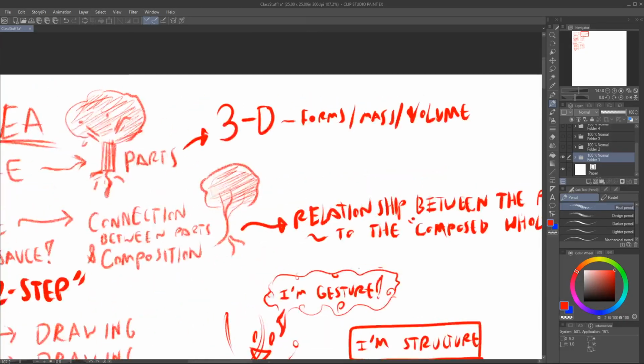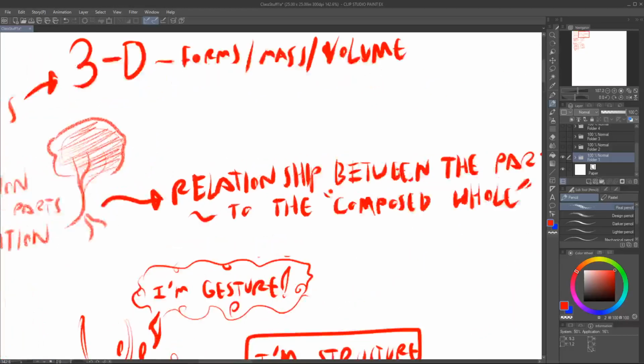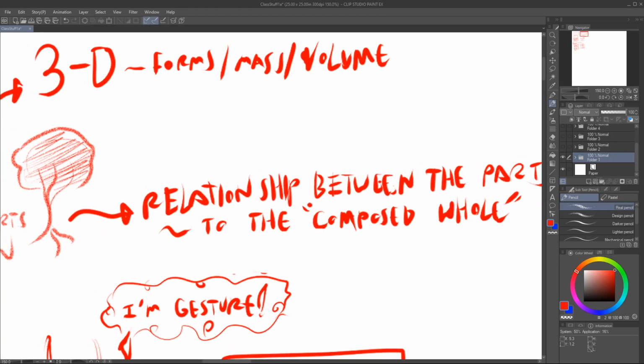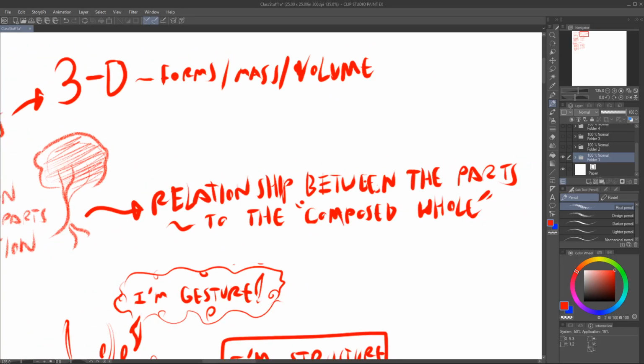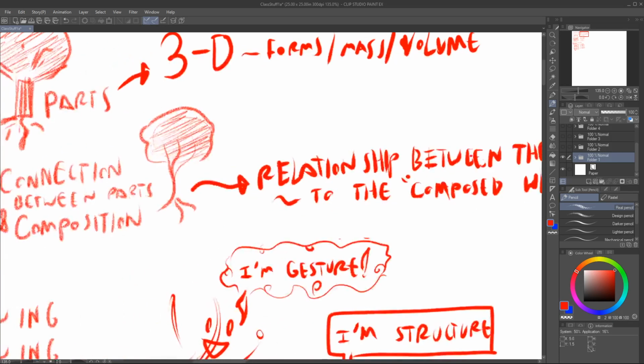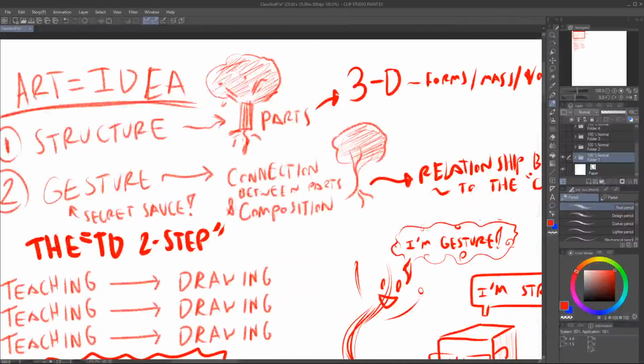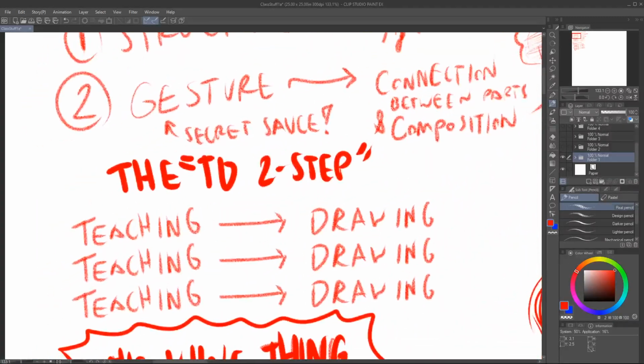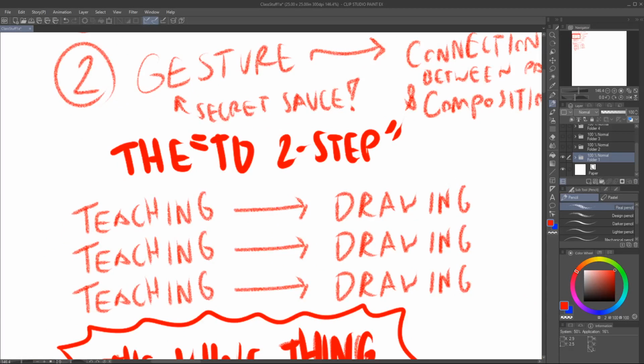The gesture becomes the connective tissue between the 3D forms. It's the relationships between the parts to the composed whole. If you look at a tree in nature, for example, the way that it's grown, it isn't just a cubic mass of composed parts. It grew organically and has a flow to it. And that's the same way with human figures. It's the same way with inorganic things that flow, like fire and smoke.